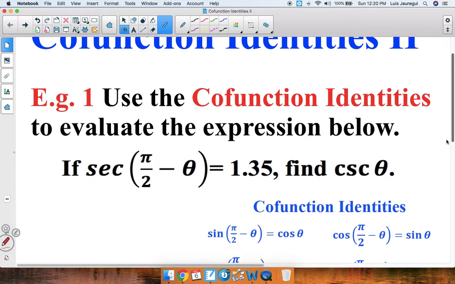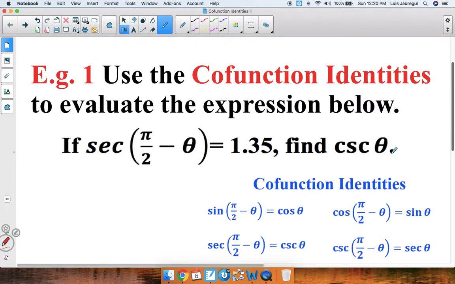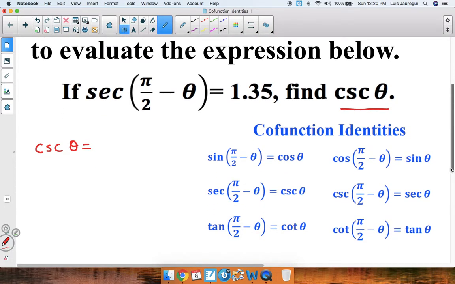When dealing with this type of problem, the first step is to identify what we want. Notice that we're interested in cosecant of theta, so let's go ahead and write that down. Our next step is to identify the relevant cofunction identity. In this case, since we're dealing with cosecant of theta, we need to find out which identity deals directly with cosecant of theta. So looking through this list of cofunction identities, one finds out that this is the relevant cofunction identity. So let's go ahead and write that down.